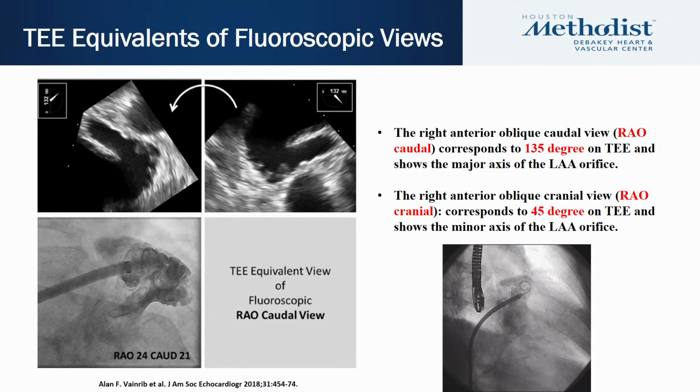And the TEE views are kind of equivalent to some of the fluoroscopic views. So the right anterior oblique caudal view, which is RAO caudal, corresponds to the 135 degrees on TEE, which is the long axis, and shows the major axis of the left atrial appendage orifice. So if you think of it as a 135 view and then you rotate it, then you'll get the right anterior oblique view. Similarly, the right anterior oblique cranial view corresponds to the 45 degrees on TEE and shows you the minor axis of the left atrial appendage orifice.